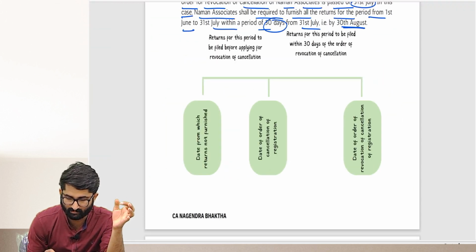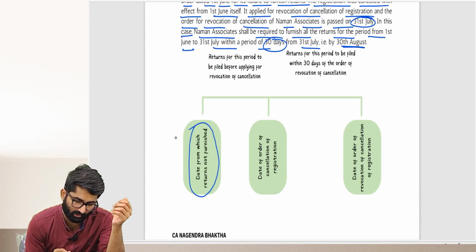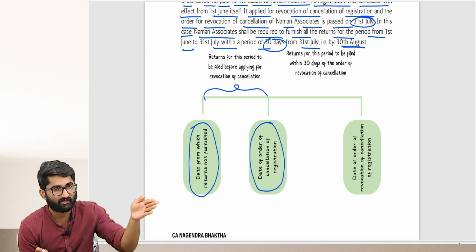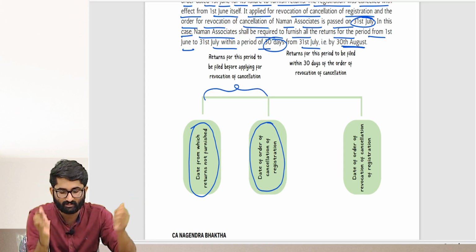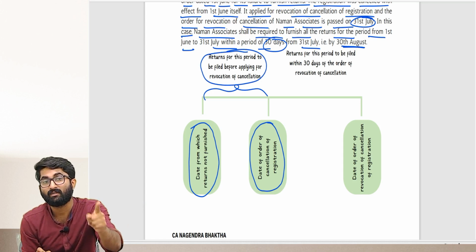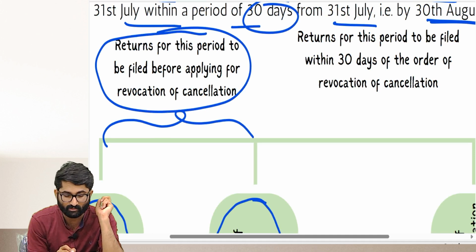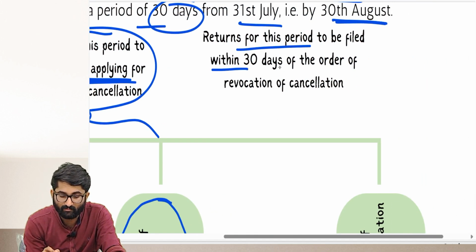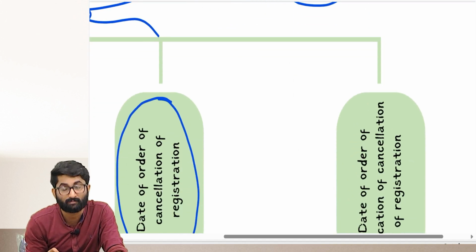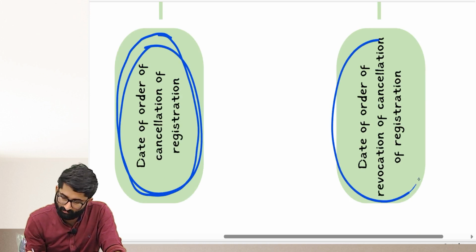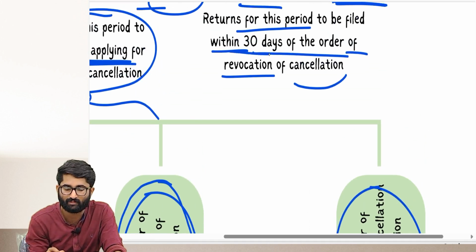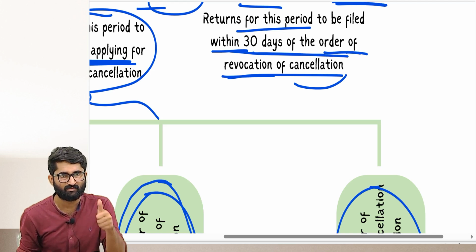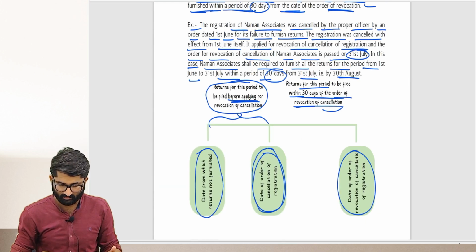Now here, if you see this part: the date from which returns were not furnished till the date of cancellation of registration, whatever you have not filed till the order of cancellation, these returns you have to file before applying for revocation of cancellation. Returns for the period from the date of cancellation till the date of revocation are to be filed within 30 days of the order of revocation of cancellation. If you have done any sales for this period, you have to file within 30 days of the order of revocation. I hope this is clear. Yes or no?